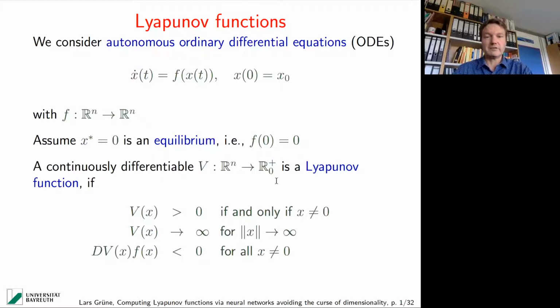And then we are interested in Lyapunov functions. A continuously differentiable function V, which maps R^n to the non-negative reals, is a Lyapunov function if it is positive if and only if we are not in the equilibrium, so in the origin, if it tends to infinity whenever the norm of x tends to infinity, and if the directional derivative of V in the direction of the vector field is negative whenever we are not in the origin. All right, so that's a Lyapunov function, a very well-known concept introduced by Lyapunov at the end of the 19th century.